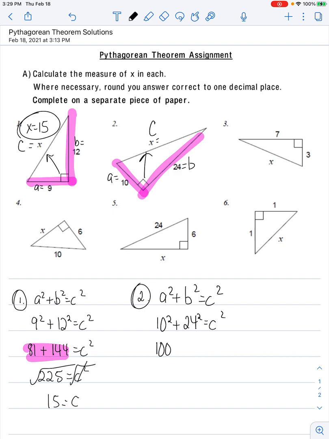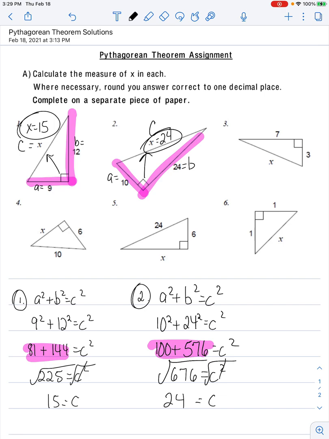10 squared is 100 plus, let's see, 24 squared is 576 equals C squared. They're on the same side, so I'm just going to add those. So I get 676 equals C squared. Take the square root of 676, and you get 26. So that missing side was our C, so X equals 26.